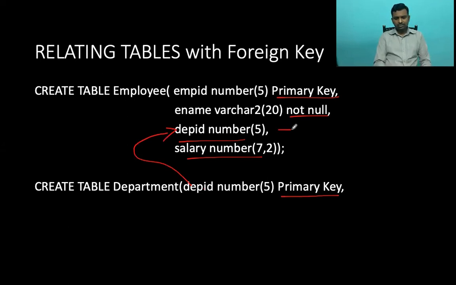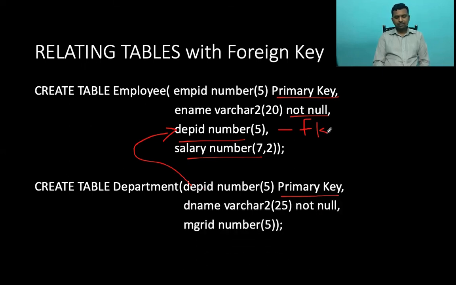Now here I'm going to use this as my foreign key, right? As of now, I have not created a foreign key, right? Now I'll say department name and then manager ID. Now here the manager ID is the ID of the manager. That's going to be your employee ID, right? Now here this is going to get related.